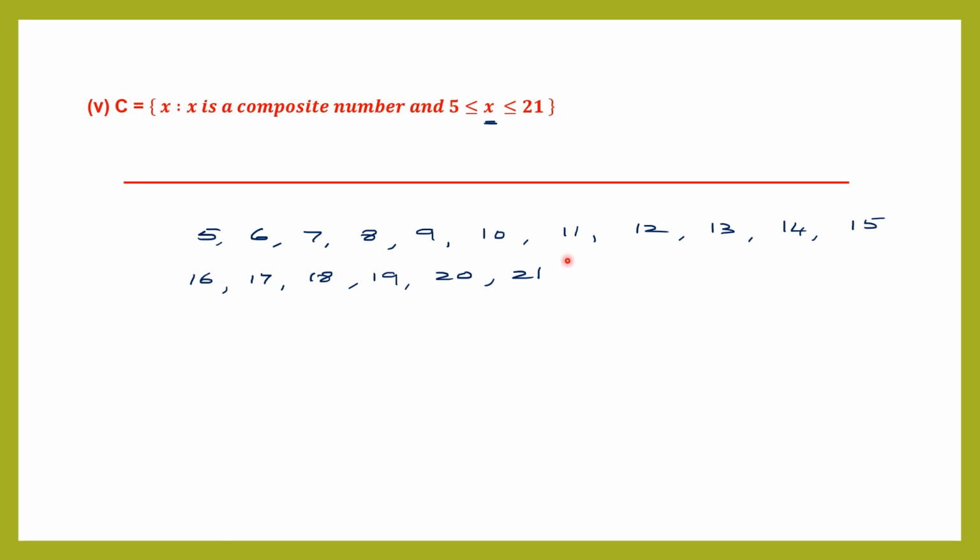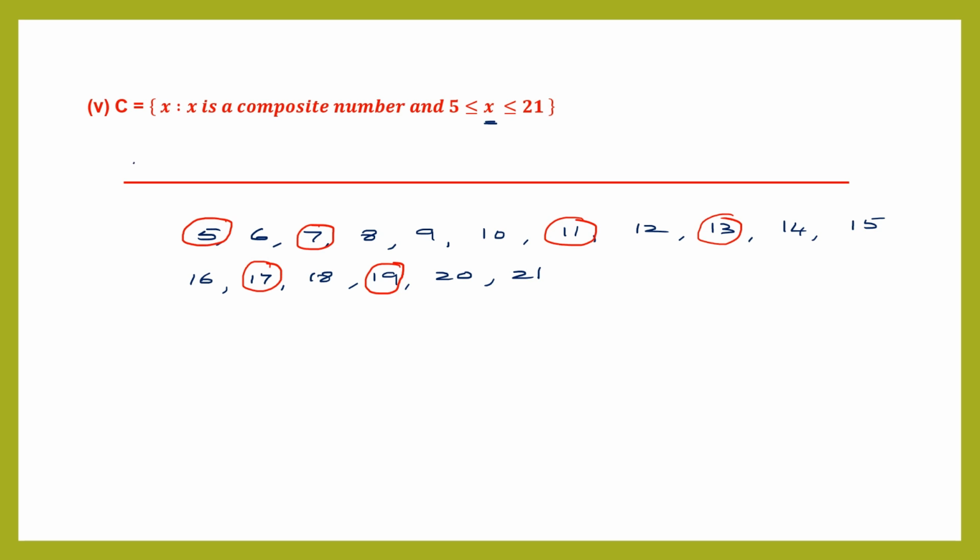Now among these there are many prime numbers. So if we circle out the prime numbers, then what is left will be the composite numbers. So let's circle the prime numbers. So here we have 5 is a prime number, 7, then we have 11, 13, then we have 17 and we have 19. So what I have circled are all the prime numbers. So what is left are the composite numbers.